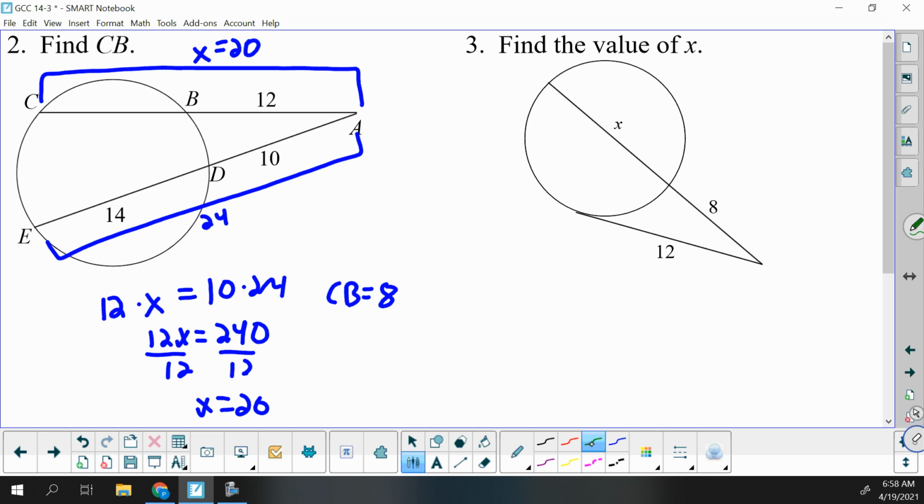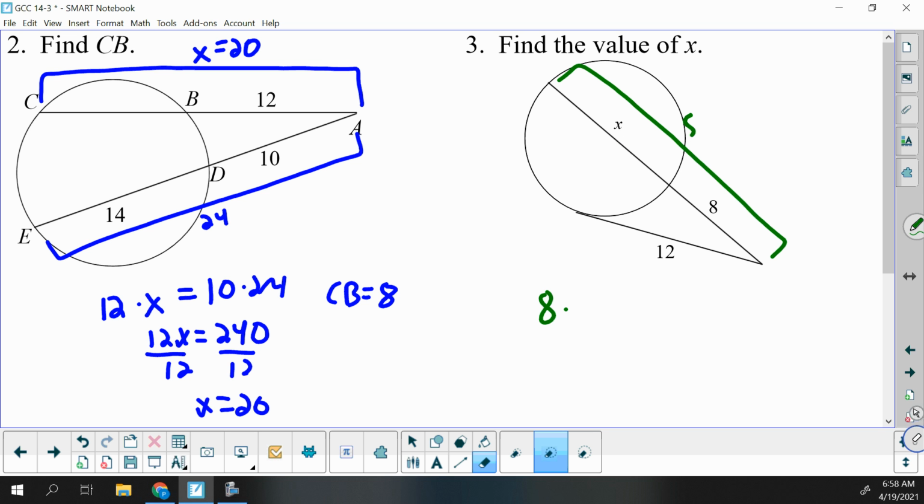Notice in choice 3, x is already drawn, so we've got to work with it as is. We want to do outside times whole equals outside times whole. So in the top part there, outside is 8 times. Now people make a lot of errors when identifying their whole. If this was, say, 5, we would say our whole is 13, and that's because we added them together. So to label our whole, we've got to label it as 8 plus x.